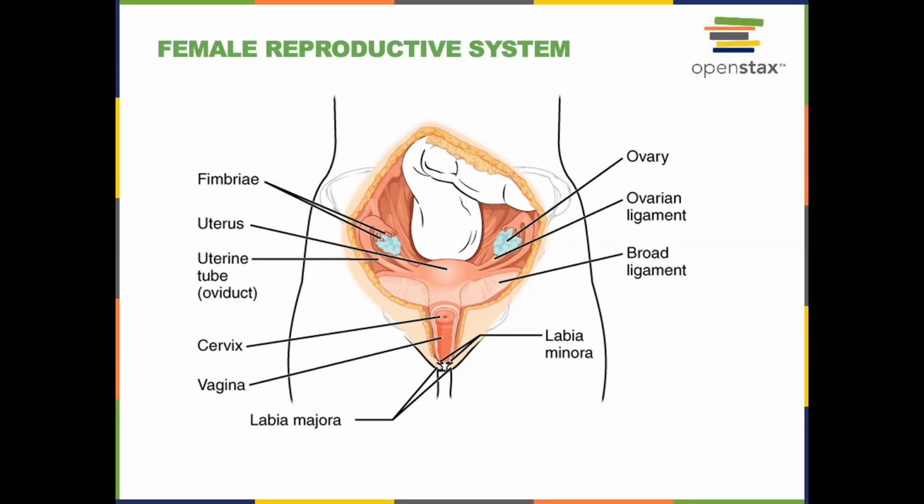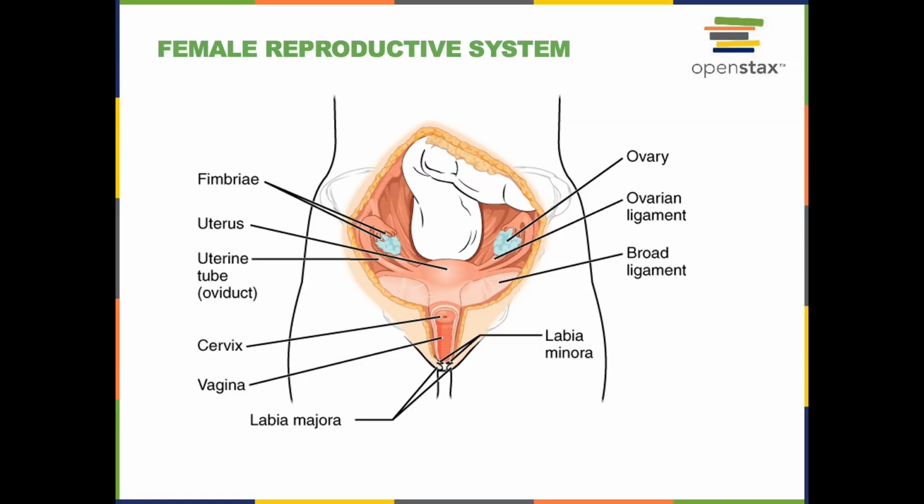The female gonads, known as the ovaries, are responsible for producing the ova and the sex steroid hormones estrogen and progesterone. The ovaries are a pair of oval-shaped organs located within the pelvic cavity. Each is around 2 to 3 centimeters in length, approximately the size of an almond.